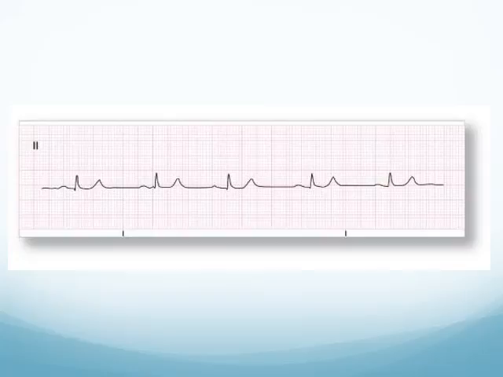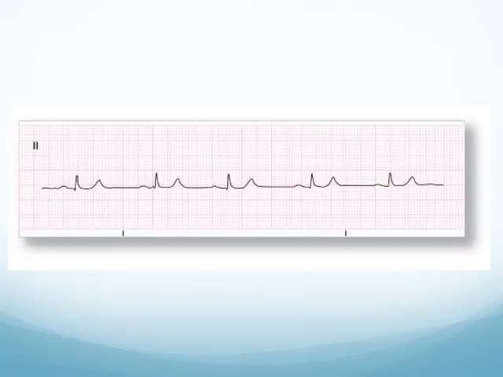So we know that we have a P wave in front of each QRS. Our QRS is of normal duration. So we know we have a sinus bradycardia with a PAC. The third complex is a premature atrial contraction.